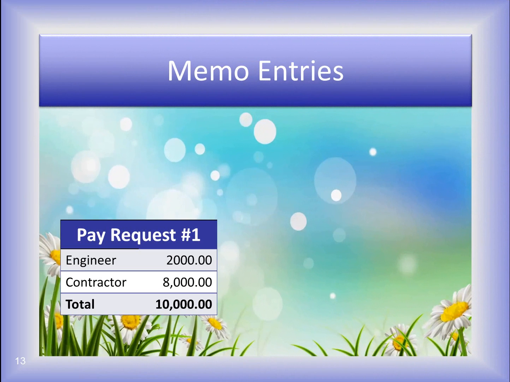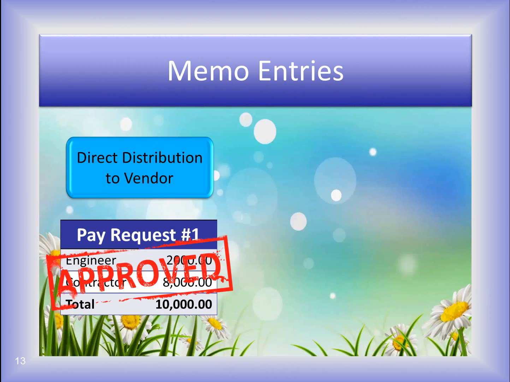Pay request number 1 is submitted to our project grant number 1 for $10,000. $2,000 of that is the engineer and $8,000 the contractor. When the pay request is completed and submitted to the grant, the fiscal officer knows to be ready for that approval. Once the pay request is approved and distributed directly to the vendors, our engineer and contractor, the fiscal officer posts the transactions through the capital project fund.